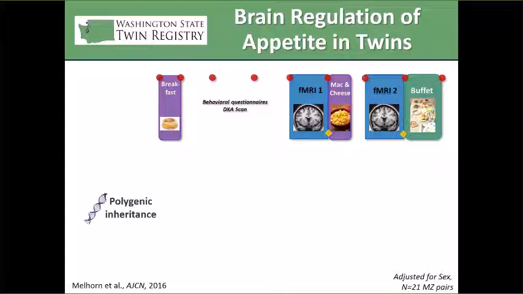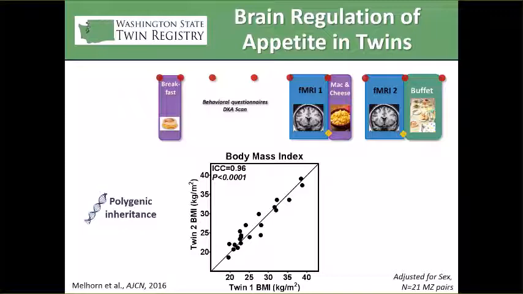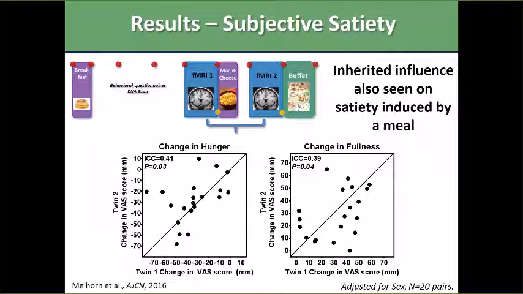So remember this, when we're doing a twin study, we're looking at the whole genome, which is called polygenic inheritance. So the first thing I want to show you is the inheritance for BMI, which had an intraclass correlation of 96% in this particular study. You won't see anything that strong in the rest of what I show. The next thing I want to show you is the subjective experience of satiety when people eat that standardized meal. So we're looking at the change in hunger that the twins reported from before to after eating, and we saw significant inherited influences on both the change in hunger and fullness.